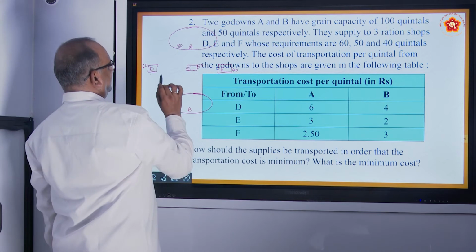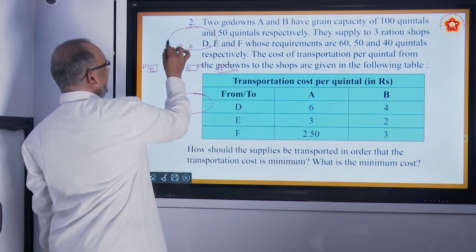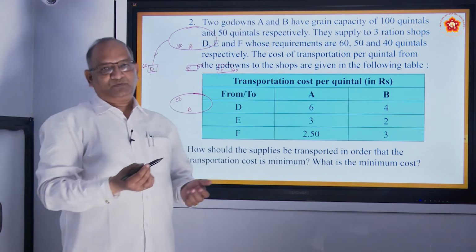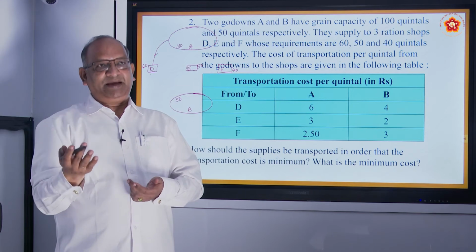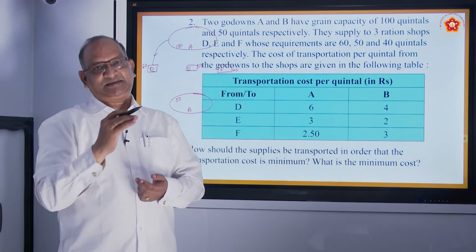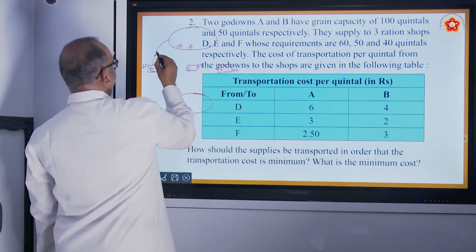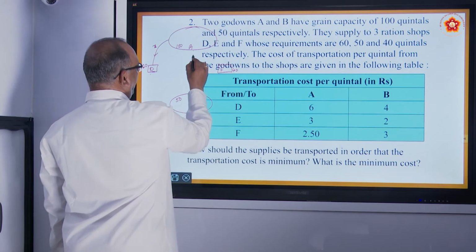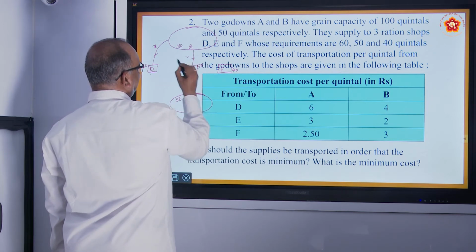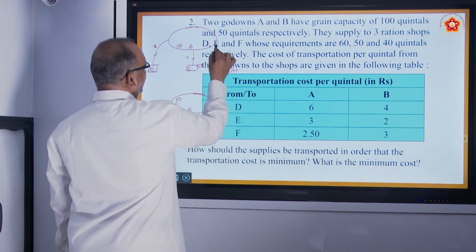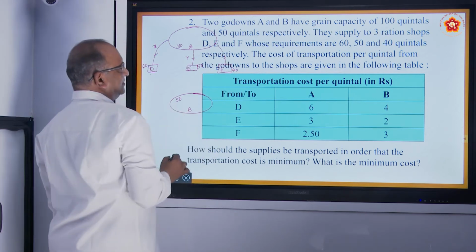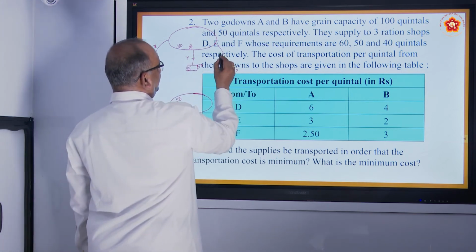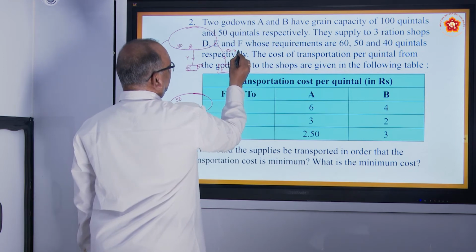So let us begin from the godown A. Let us say he supplies first to D. How much is he supplying? We have to assume that from godown A, he supplies X quintals to D. Similarly to the second shop, let us say he is supplying Y quintals, and to the third he will be able to supply what is left. It has 100, he has supplied X here, Y here, so here he is going to supply 100 minus X minus Y.